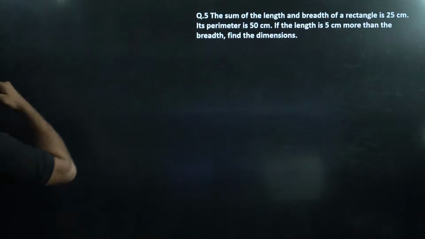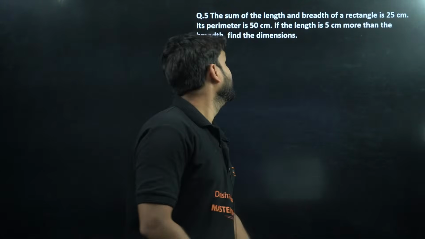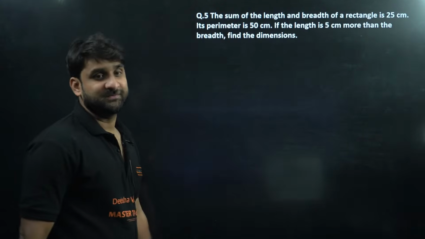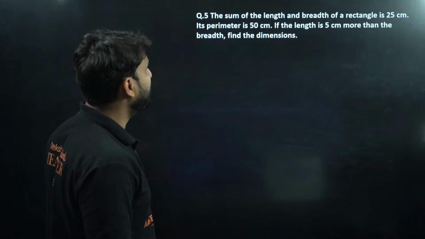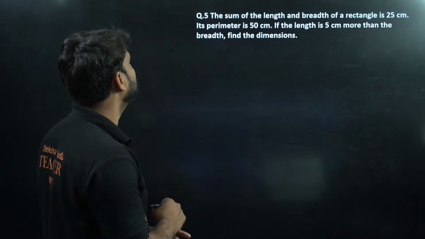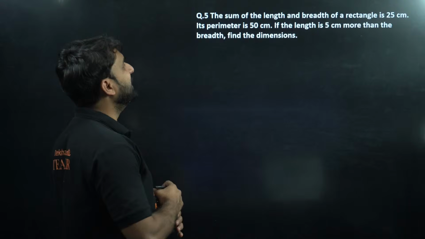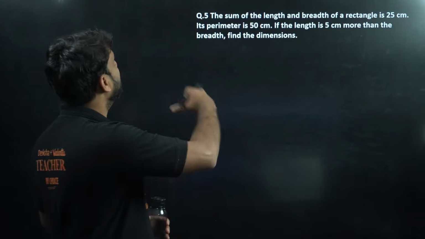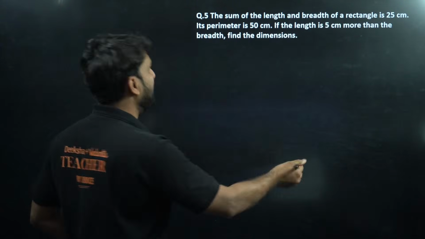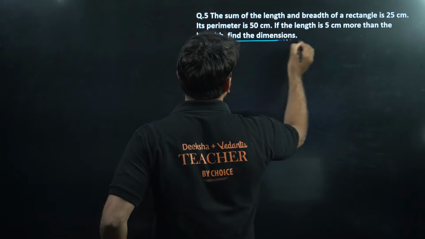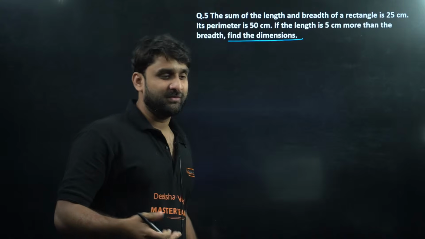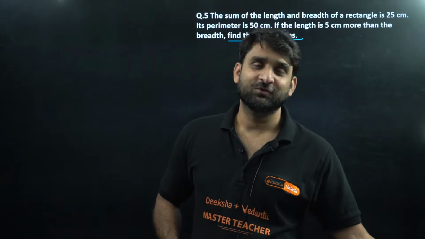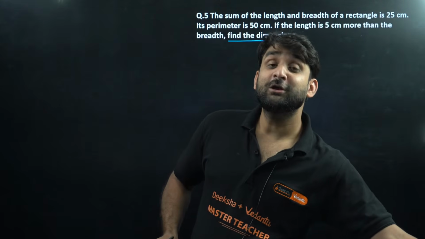Question number 5. The sum of the length and breadth of a rectangle is 25 centimeter. Its perimeter is 50 centimeter. If the length is 5 centimeter more than its breadth, find the dimension. So the question is asking to find the dimension. It means that the dimension is unknown. We don't know the dimension. So what we have to do here, we need to assume.